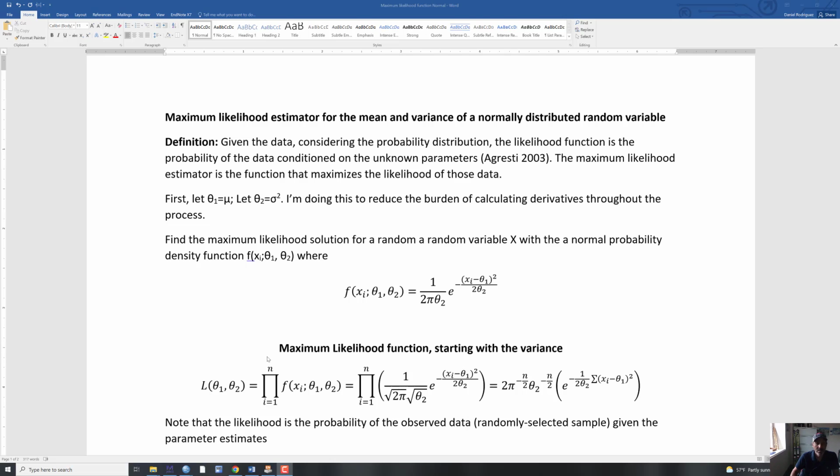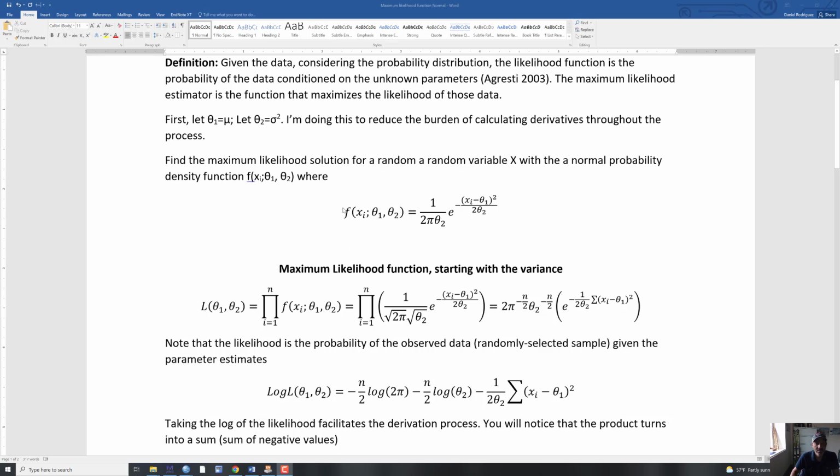So here's the probability density function that we're working with. It includes two unknown parameters, mu and sigma square. Right? Parameters are population values, whereas statistics are sample values that are meant to estimate population parameters. That's why we call them inferential statistics. We're making these inferences. We'll let theta 1 equal mu and theta 2 equal sigma square, the variance.